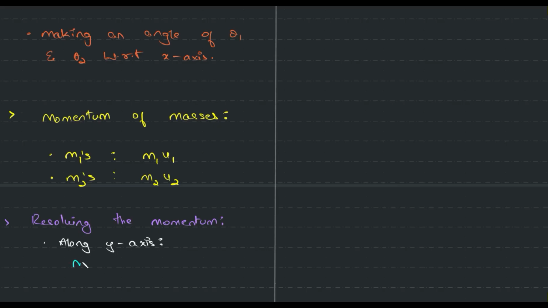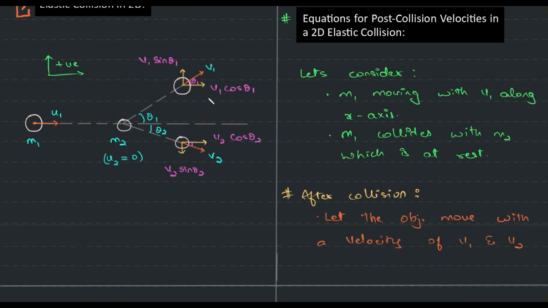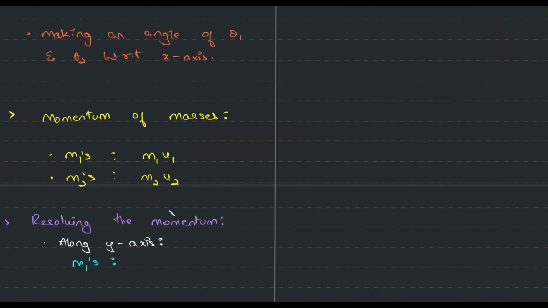So for m1, we have m1 v1 sine theta 1, and m2 will be pointing downwards. So this is minus m2 v2 sine theta 2.